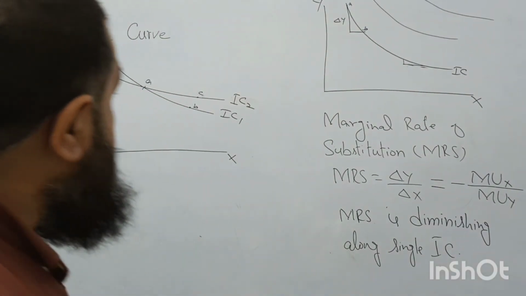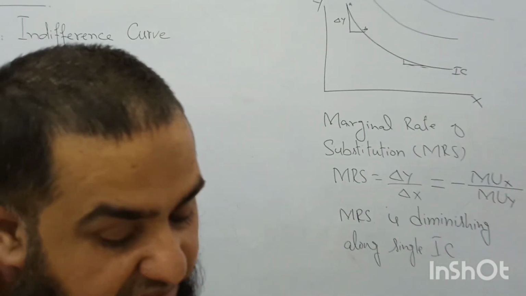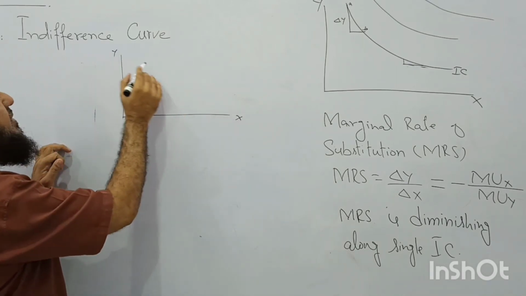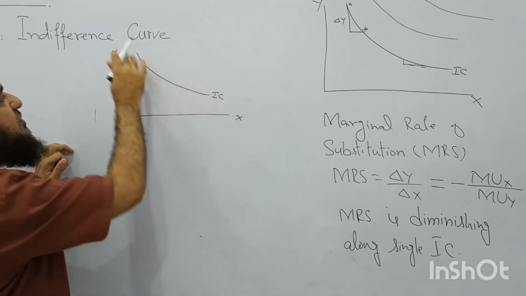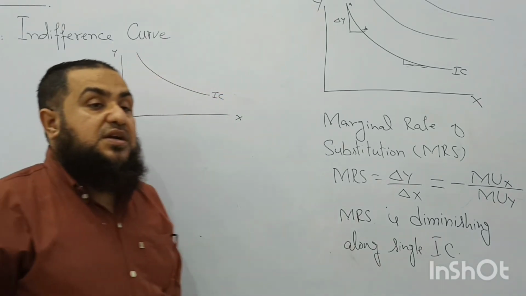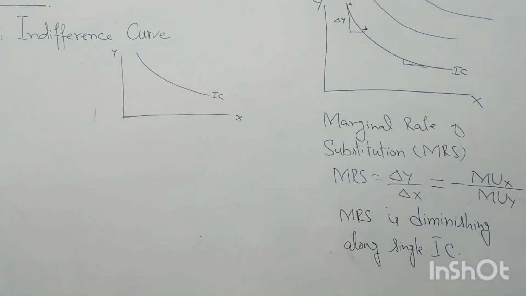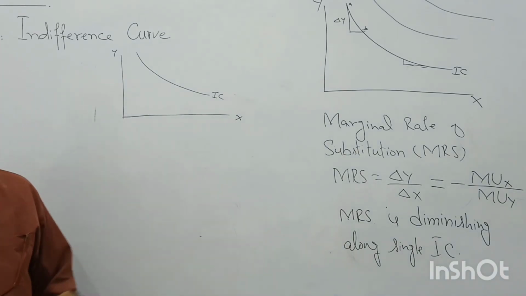Now, this is the normal shape of indifference curve we studied. What is the normal shape of indifference curve? It is downward sloping like this, and it becomes flatter as we move from left to right. What about the shape of indifference curve when two goods are substitutes to each other, like tea and coffee? What will be the shape of indifference curve? That comes in the MCQs, that's why I am drawing it.